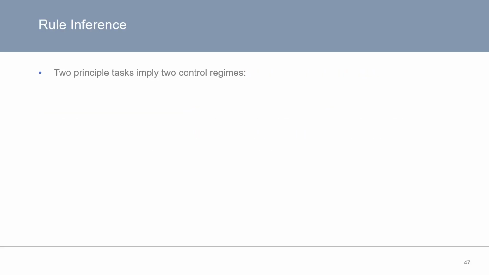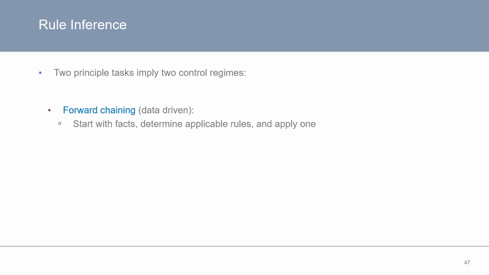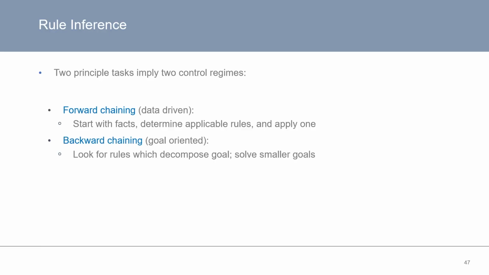When it comes to rule inference, there are two principal types of tasks that imply the use of one of two typical control regimes. The first is forward chaining. This is a data-driven approach where we start with facts and determine applicable rules, and then apply applicable rules to generate new facts. But there's also backwards chaining, which is goal-oriented.